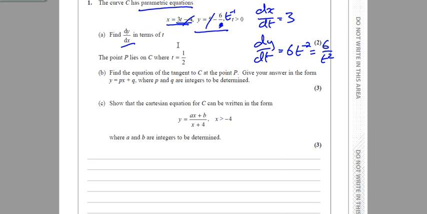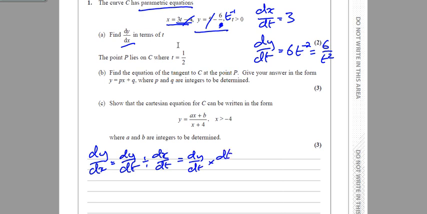Right, now the next thing to do is to find dy by dx. dy by dx equals dy by dt divided by dx by dt. The reason being is that when you divide with fractions, you kiss and flip, so that will go to dy by dt times by dt by dx, which cancels out, and we end up with dy by dx. So that's why it works.